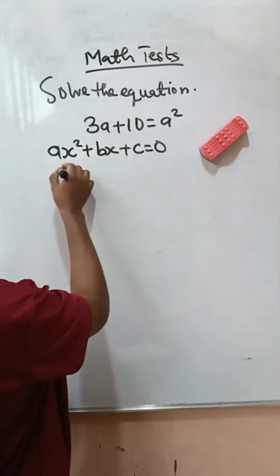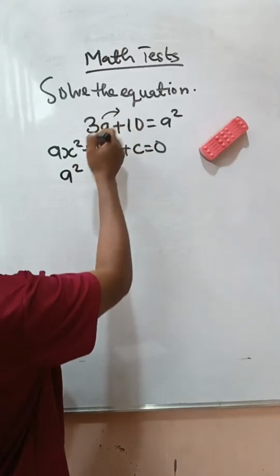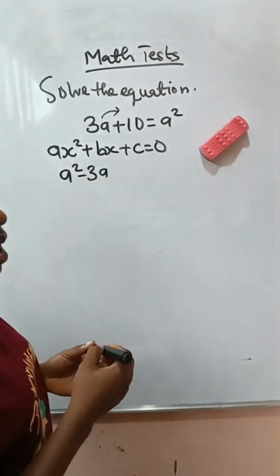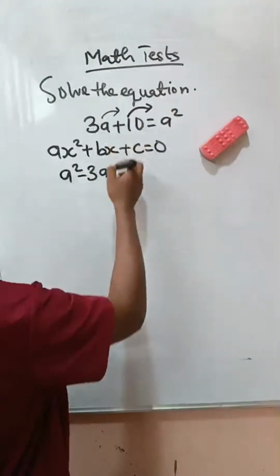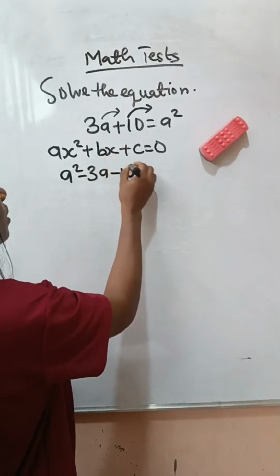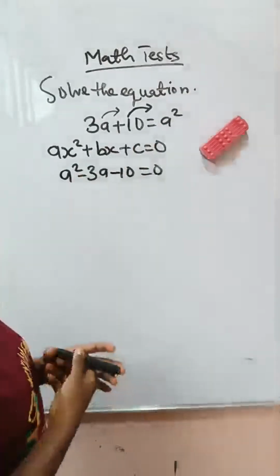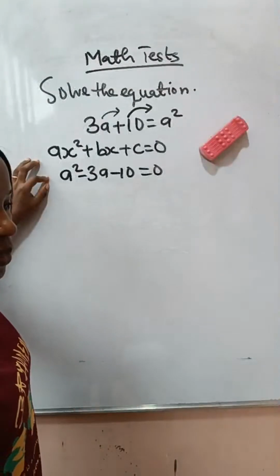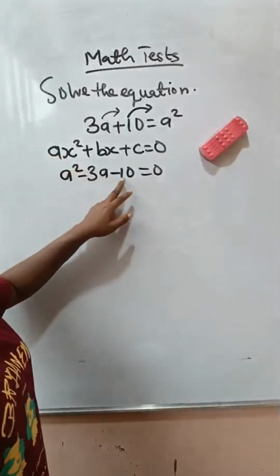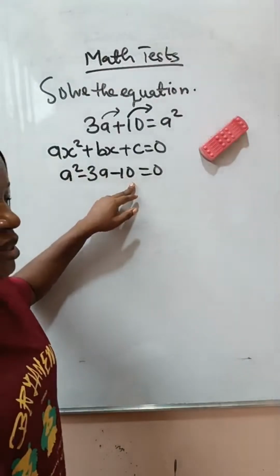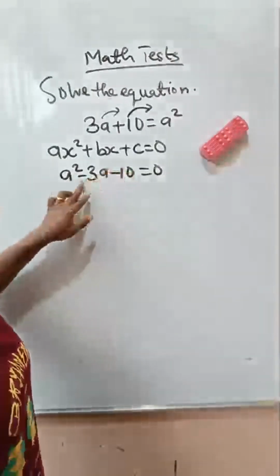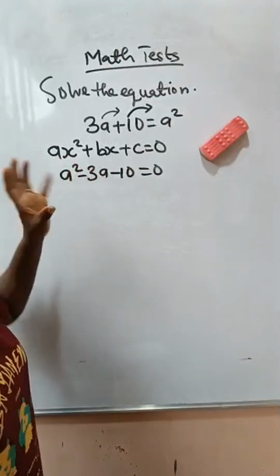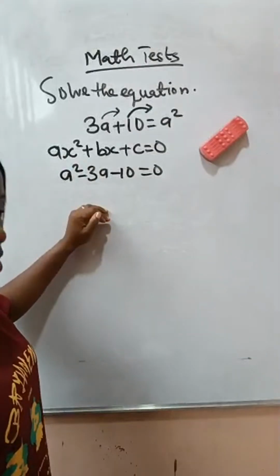So we have a squared. We need to transfer 3a to the other side. When we do that, we have minus 3a. And we need to transfer plus 10 to the other side as well. When we do that, we have minus 10 is equal to 0. Now we check if the coefficient of a squared is 1, just like we have now. Then we need 2 factors of minus 10 that when we add them together, we get minus 3.